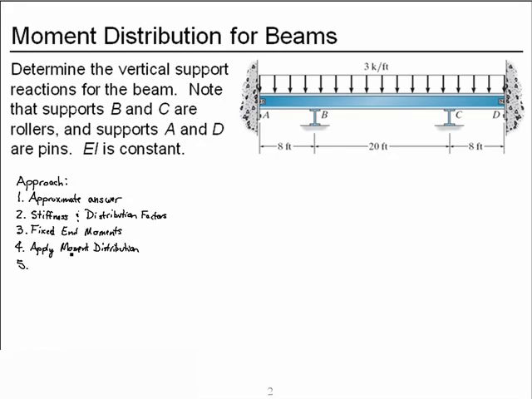Once we've completed moment distribution, we'll be able to find the moments in the beam. With that information, we'll be able to use equilibrium equations to find the support reactions. Then we'll evaluate those results by comparing with our approximation.